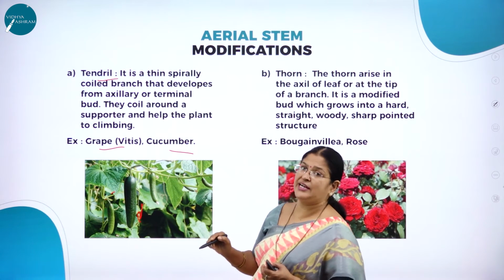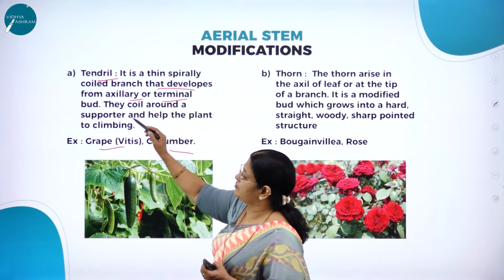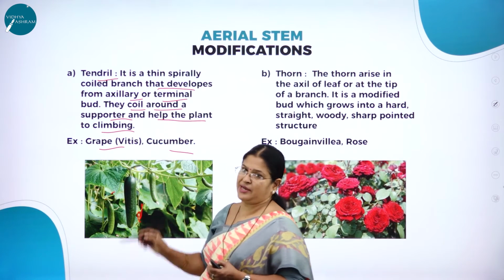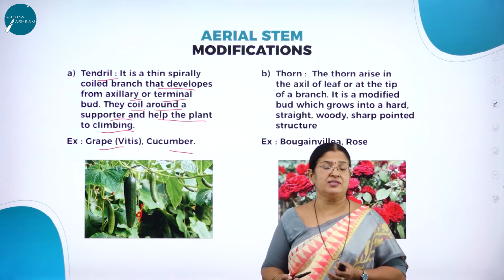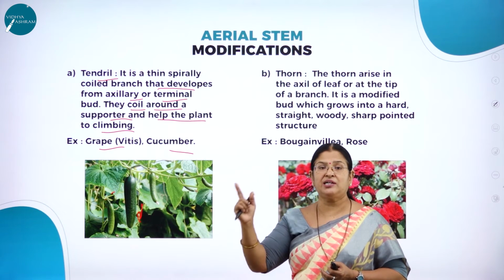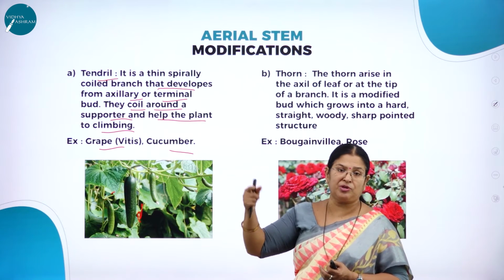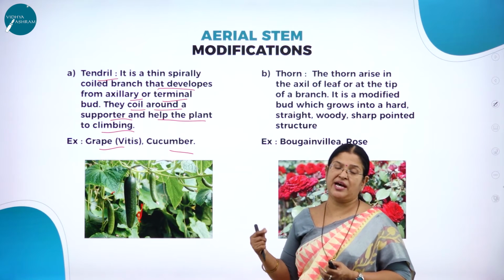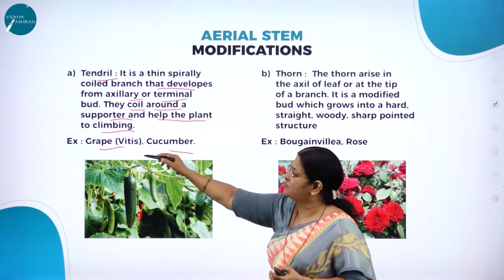So what is a tendril? It is a thin spirally coiled branch that develops from an axillary or terminal bud. They coil around a supporter and help the plant to climb. As I said, when they have a weak stem. So why are these tendrils developed? When they have a weak stem, they cannot stand on their own. So they start developing these spring-like, coil-like structures, and take the support of other plants, and they try to get sunlight to carry on the process of photosynthesis. So classical examples you can take are grape and cucumber.